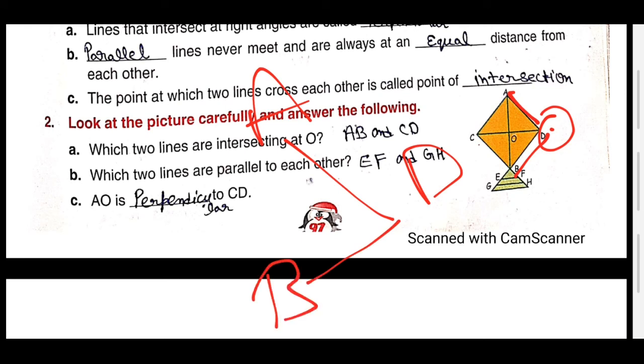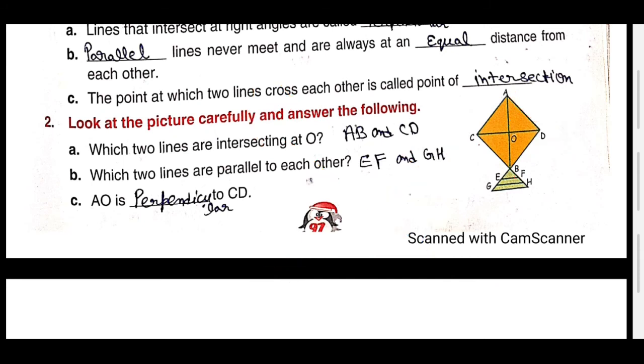Now just do one thing. You have to extend them by a dotted line. Then they become what? Intersecting lines. So you have to say that they intersect at point what? D.